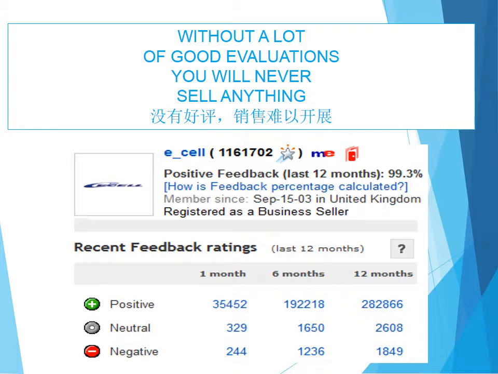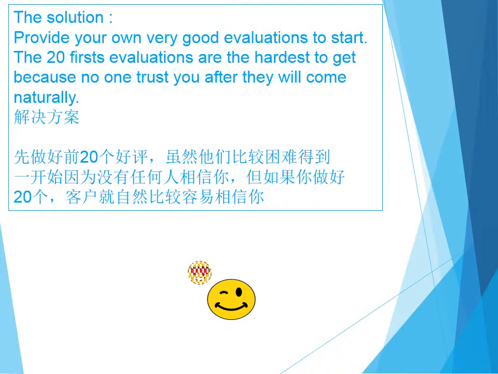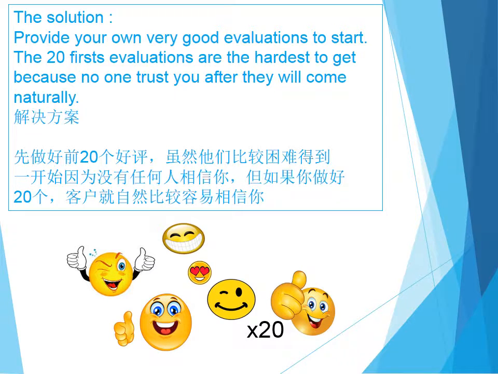So, as I said, without a lot of good evaluations, you will never sell anything. So I consider that you need at least 20 good evaluations to start to be trusted. 20 is the minimum. When you have reached 20, people start to believe you, start to trust you. 20 is not a lot. They will prefer someone with 100 evaluations. With 100, they will trust you 100%. With 20, they start to believe you. They will start to think, okay, this guy, he's a newbie, but he seems to be honest, I will trust him. So 20 is the number you need to reach. If you reach 100, it's even better. But 20 is really the minimum you need to reach.